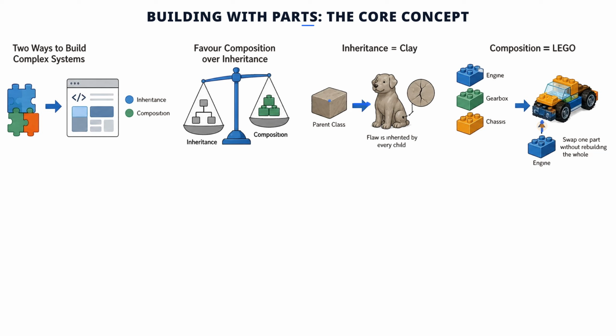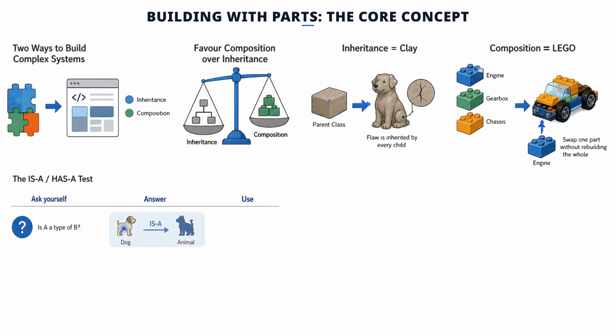So how do you decide which approach to use in your code? You can apply a simple mental framework called the "is a, has a" test. Let's look at this table to break down the logic. In the first row, we ask ourselves, is A a type of B? If the answer is yes, like a dog is an animal, then inheritance is appropriate. The dog intrinsically belongs to the category of animals.